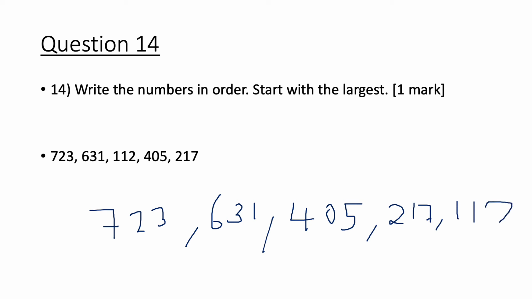So this is all to do with looking at your place values. This 7 is bigger than 6, bigger than 4, bigger than 2, bigger than 1. So that is going to be the largest digit. And then looking at the other digits, it follows through. So 7, biggest number there, and then it's 6, and then it goes 4 for the first digit, and then 2, and then 1. If that makes sense.